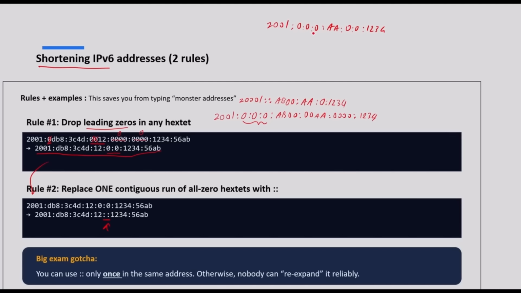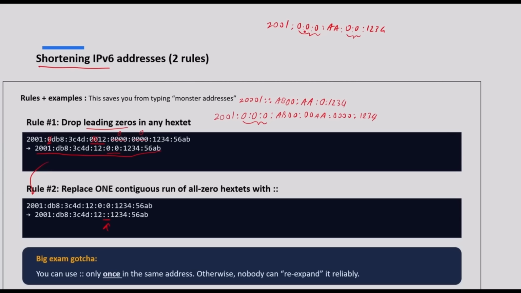Now applying the second rule, I can say there are multiple hexadecimal all zeros in here, and there are multiple hexadecimal all zeros in here. Which one can I contract into double colon? Can I do both? No. You can use it only once. So either this one is going to be contracted into double colon, or this one. Which one do you go for? You can go with any of them, doesn't matter. But the best one, in my idea, is going to be the biggest number of zeros.